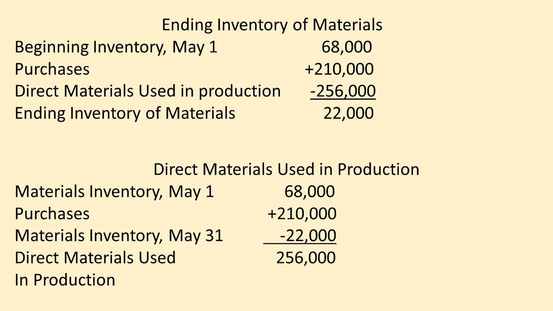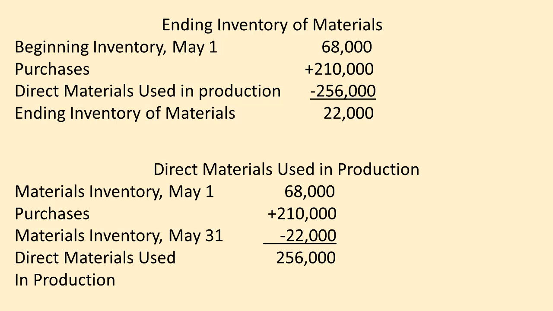So we see that Blue Denim Company makes blue jeans. On May 1, Blue Denim had $68,000 of materials in inventory. During the month of May, Blue Denim purchased $210,000 of materials. On May 31, materials inventory equaled $22,000. Even though the ending inventory of materials was given to us, at the top of the slide I laid out how we would calculate it if we didn't have that information.